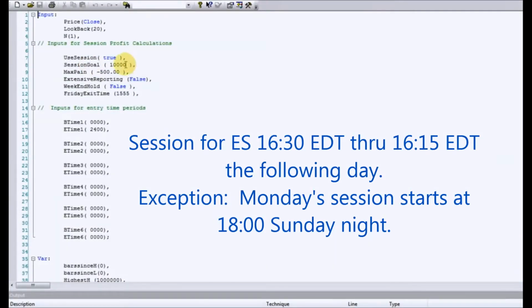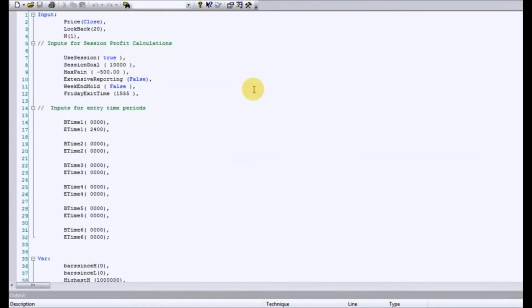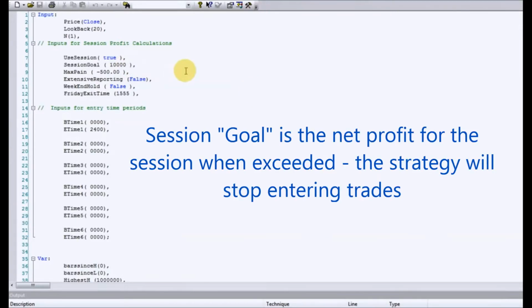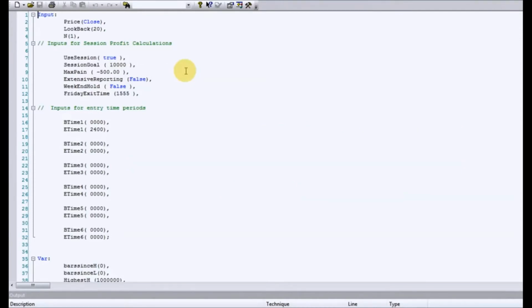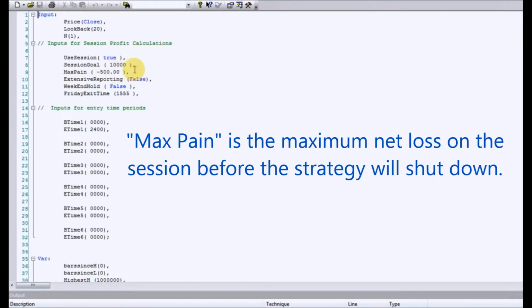I have it written in here as 10,000, because that way there's basically no limit on what you're going to make in a day. But when I actually run it, I say if I make $1,000 in a day, just stop trading, be done with it, and wait till the next session start, which is 16:30 Eastern time. Then I have what I call max pain, which I have set at -500, meaning if I've closed trades that have me net -500 or worse, shut down.